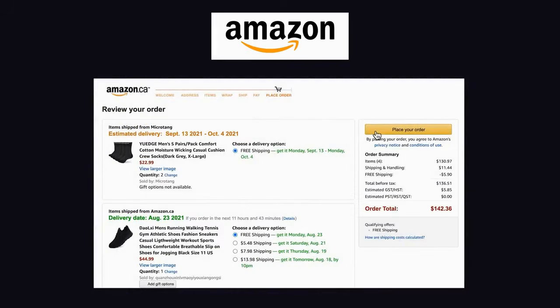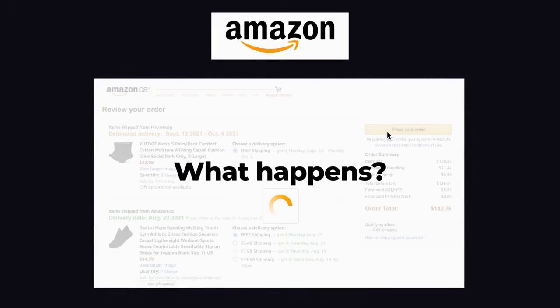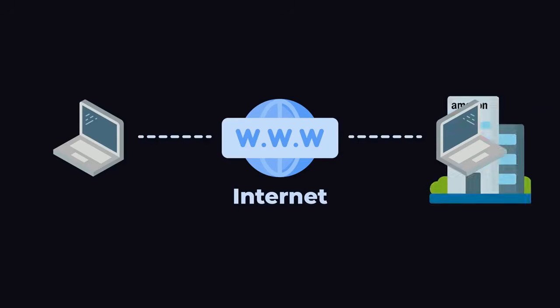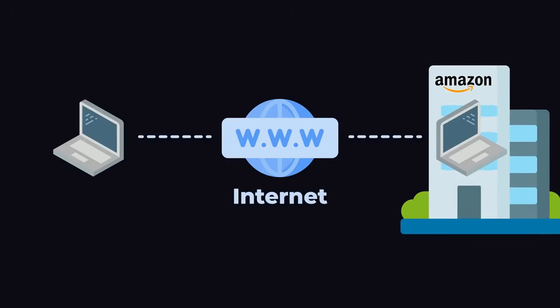As an example, let's say that we are on amazon.com and we want to make an order. When I click place order, what happens? We are going to start from the ground up. Any computer that's connected to the internet, including your computer and my computer, can send a message across the internet to another computer. To simplify things, Amazon has a computer in their office building, and our computer is going to send a message containing our order to that Amazon computer.